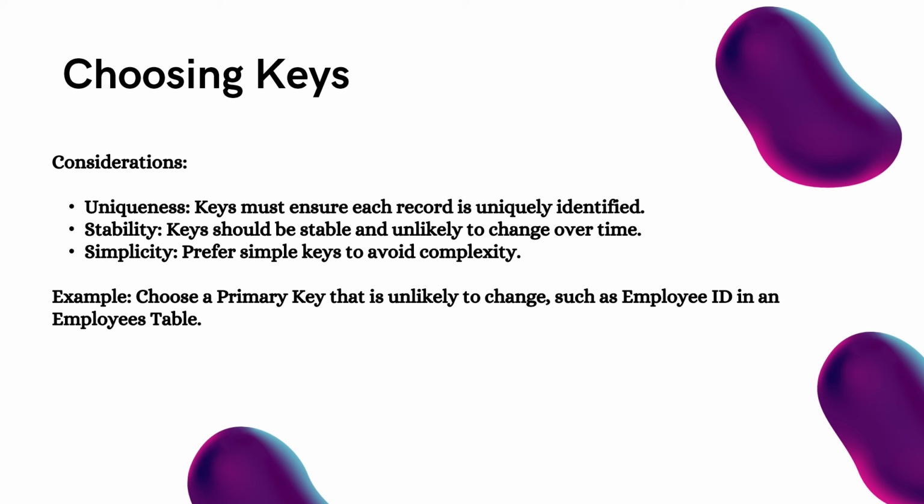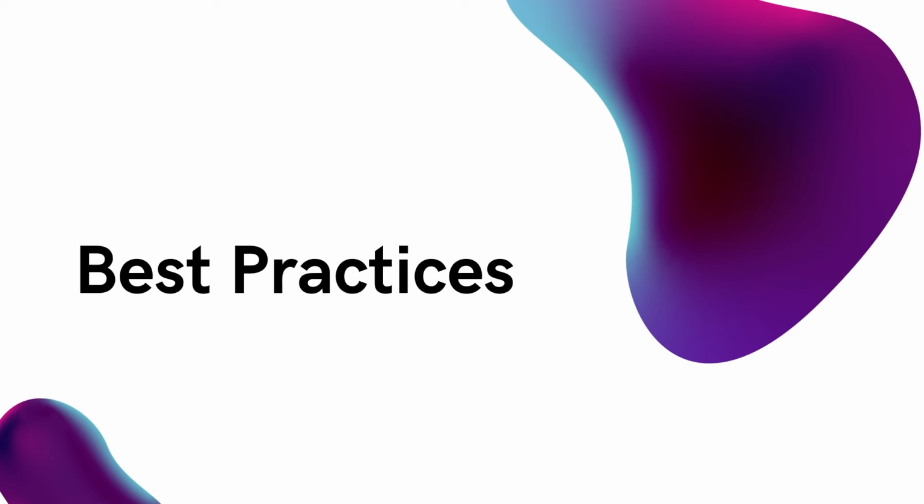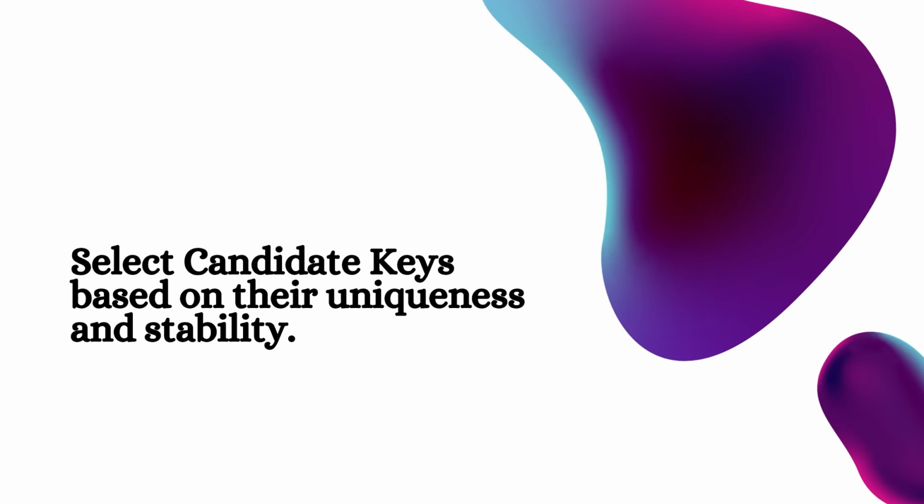So here an example is given. A primary key that is unlikely to change, such as employee ID, should be the primary key of the employee table. Now there are certain best practices that we need to follow while choosing the keys. The first is to select candidate keys based on their uniqueness and stability. As I was saying, a candidate key has just two criteria: it should be able to uniquely define your row, and second, it should be stable. It should not change over time.